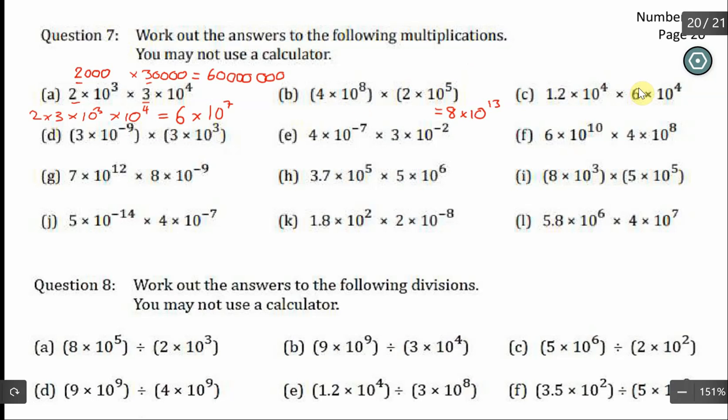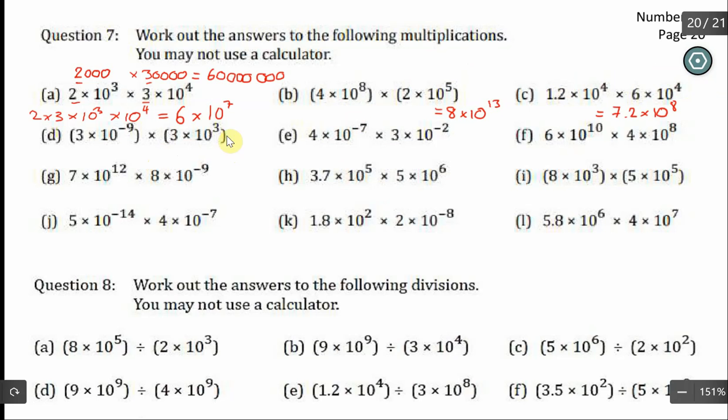Bit harder with decimals, but if you think back earlier on in the pack, we were multiplying decimals. 6 lots of 1.2 is similar to 6 lots of 12. That'd be 72, so 6 lots of 1.2 are 7.2. And when I do 10 to the power of 4 times 10 to the power of 4, that will give me 10 to the power of 8. So I'm not going to go through all of these. Just look ahead, quickly see if there's any potential issues.